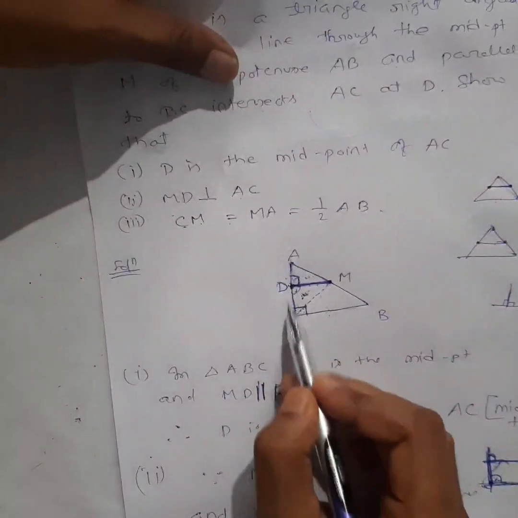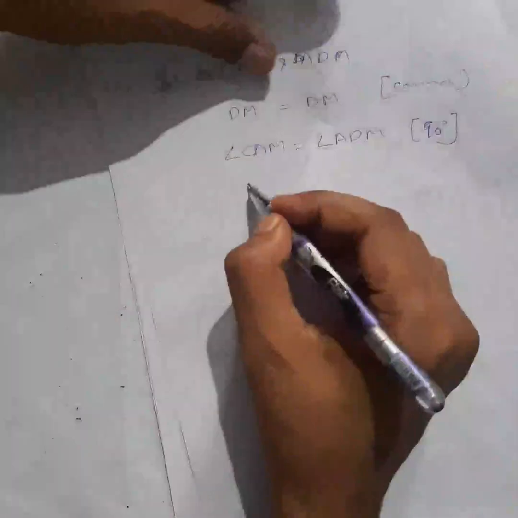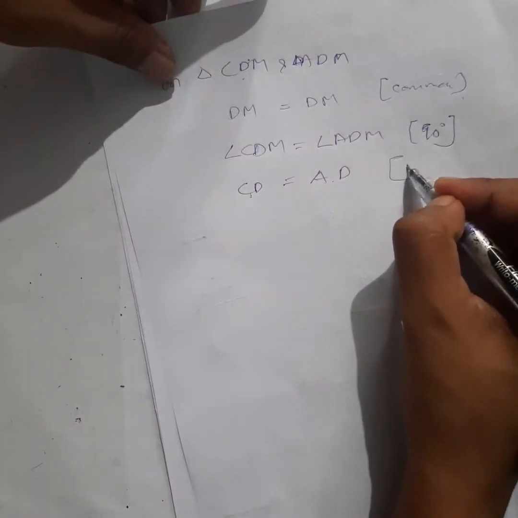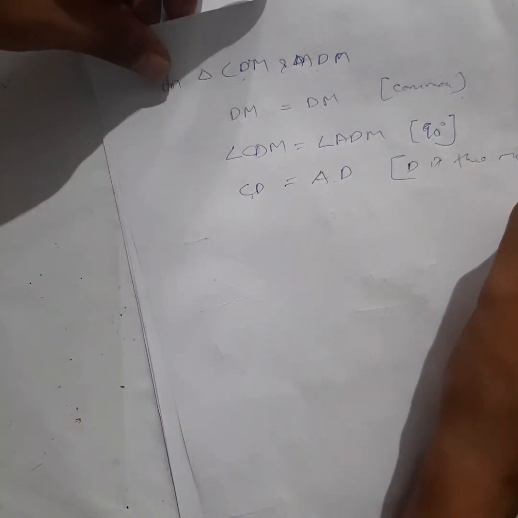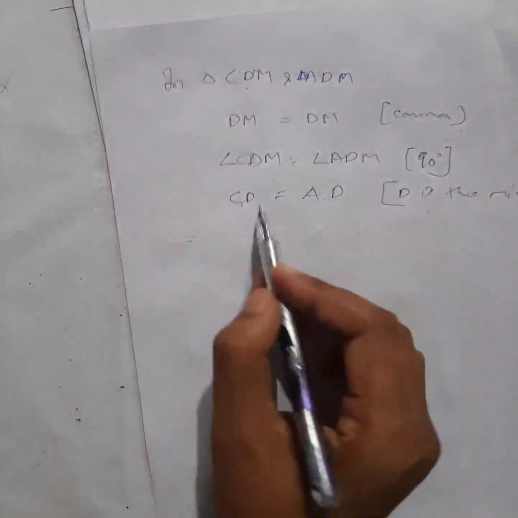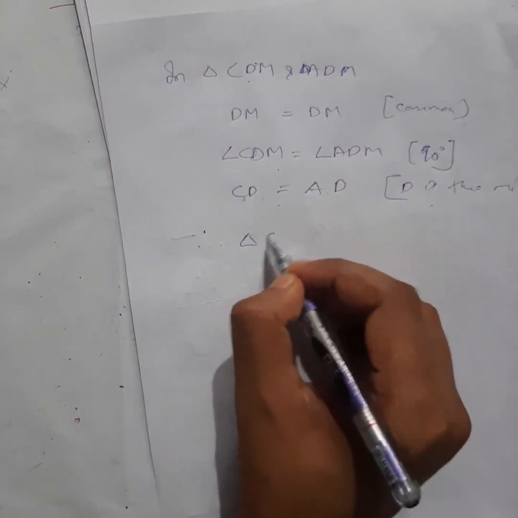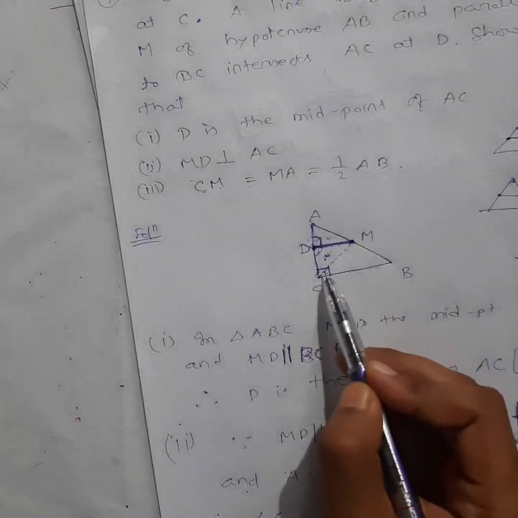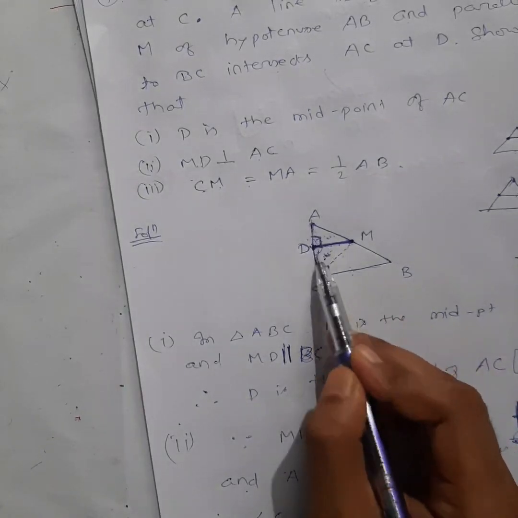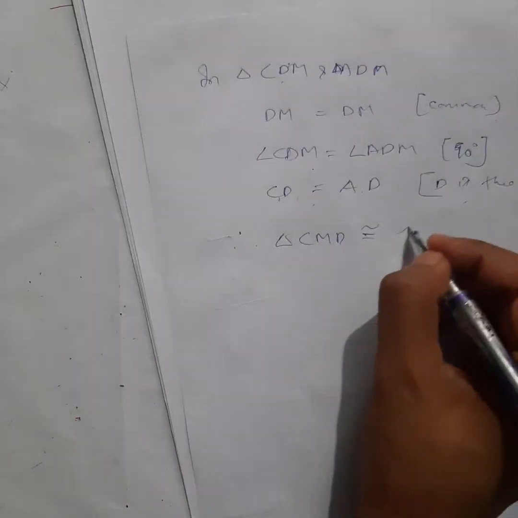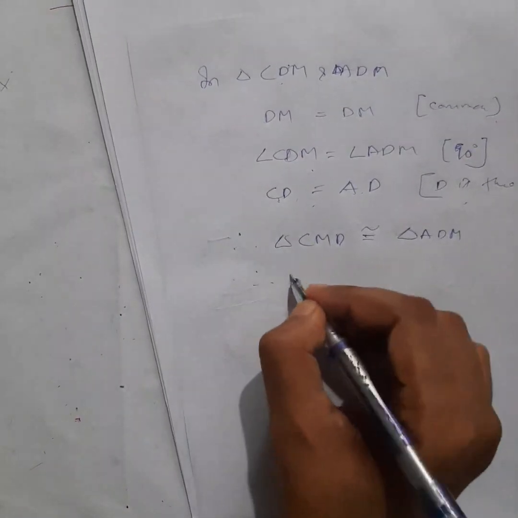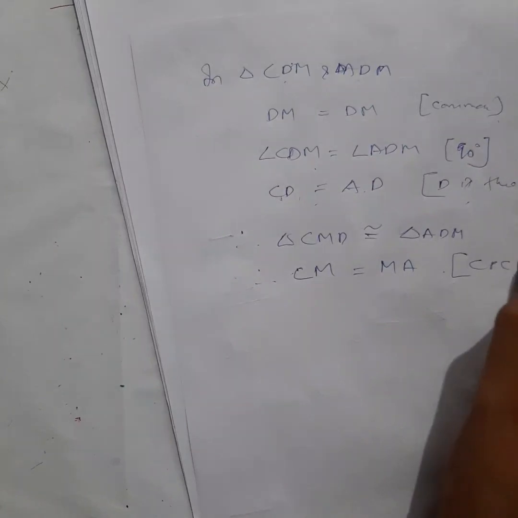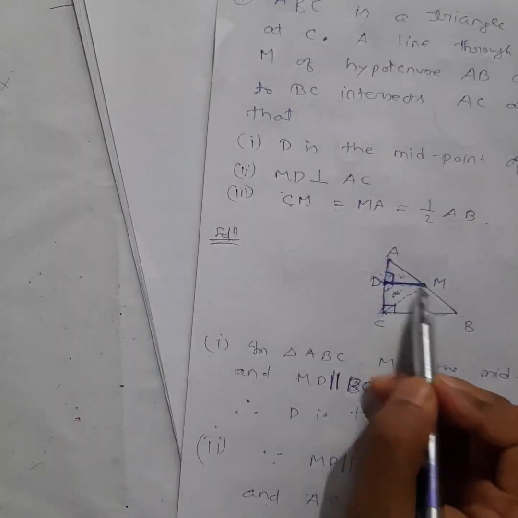Next, CD is equal to AD. From this triangle you have to take first. Why these are equal? Because D is the midpoint. Very simple. Midpoint. We have already proved this in first part. So side angle side. Therefore, can I write triangle CDM is congruent to triangle. Now corresponding parts you have to see. CDM I have written. So corresponding to C, this is the angle D. So ADM I can write. Triangle ADM. So therefore, can I write CM is equal to MA. Why? CPCT.